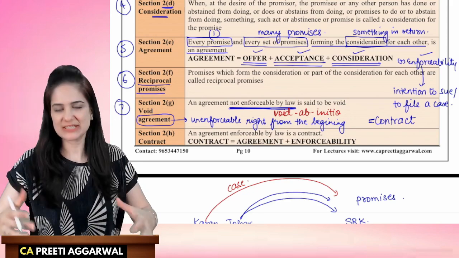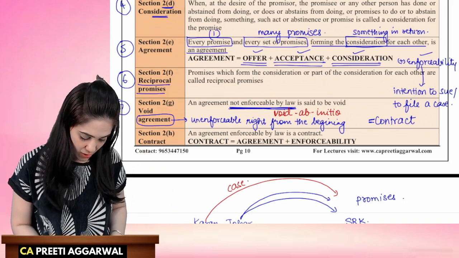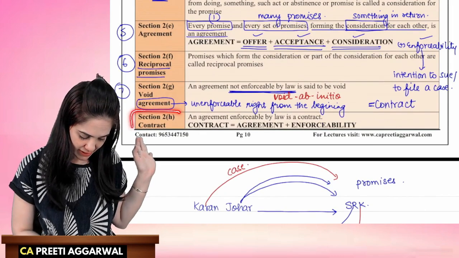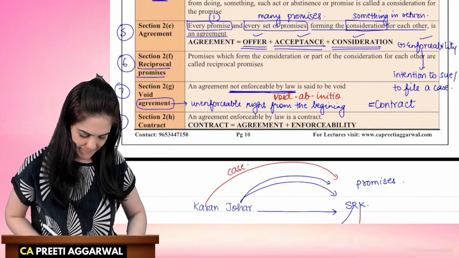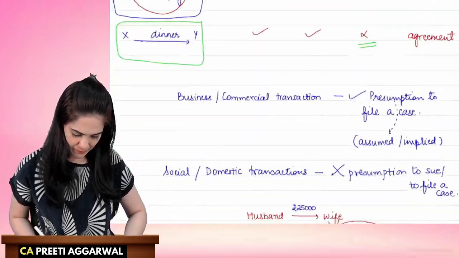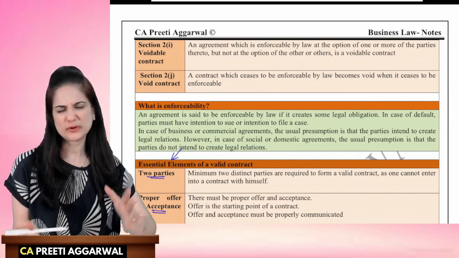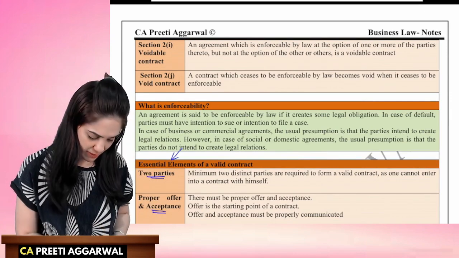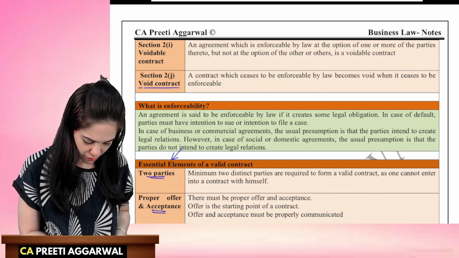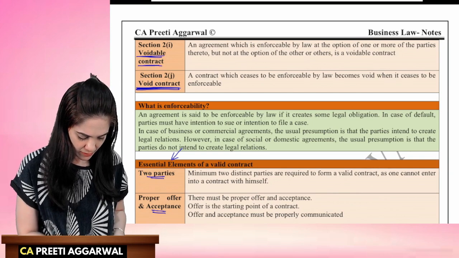I will be discussing this concept later. This is just an introduction. But if all elements are present, then it becomes a contract. There was a valid contract, but later on, due to certain circumstances, now it cannot be enforced. It becomes a void contract. Before that, we have voidable contract.